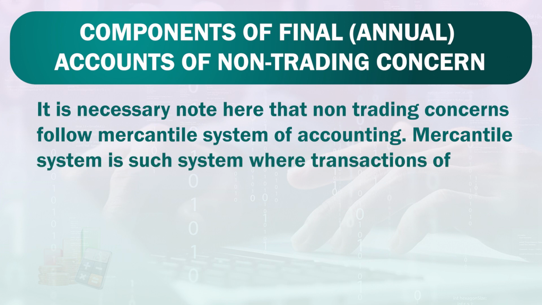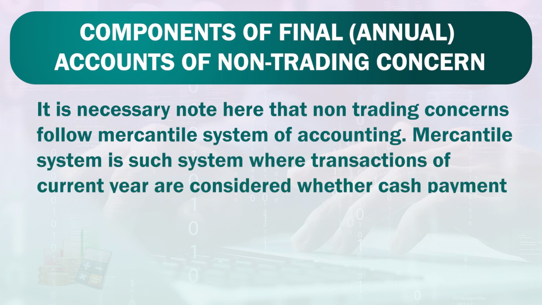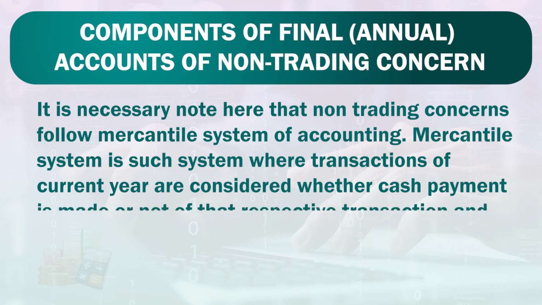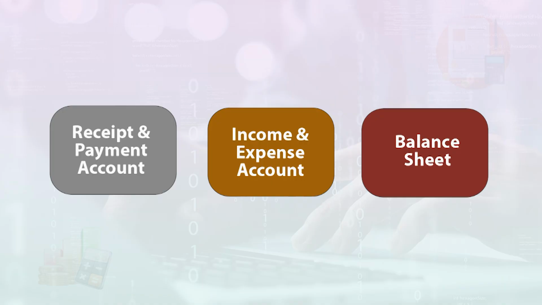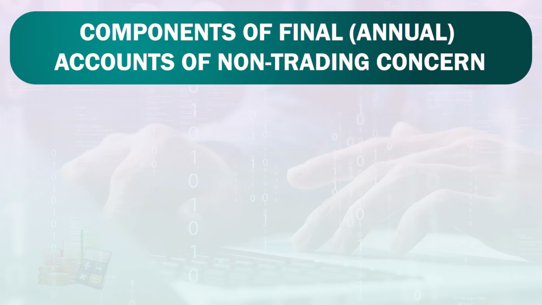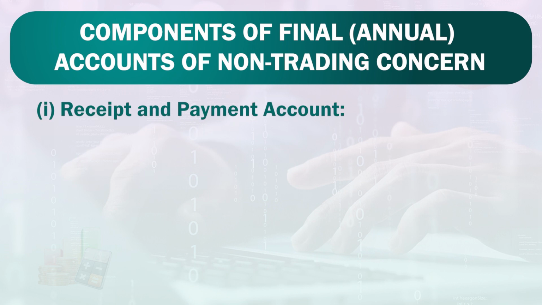Mercantile system is such a system where transactions of the current year are considered, whether cash payment is made or not for that respective transaction, and whether cash is received or not for that respective transaction. There are three important components of annual accounts of non-trading concerns: receipt and payment account, income and expenditure account, and balance sheet. 1. Receipt and payment account.